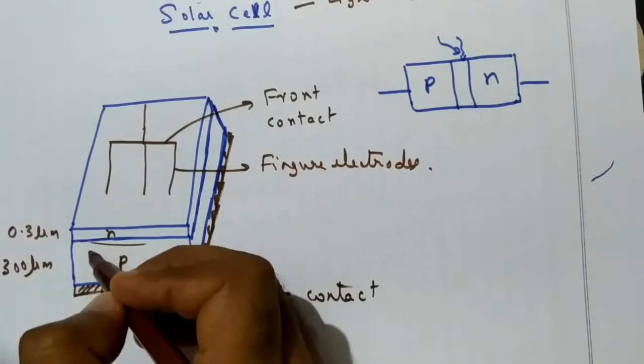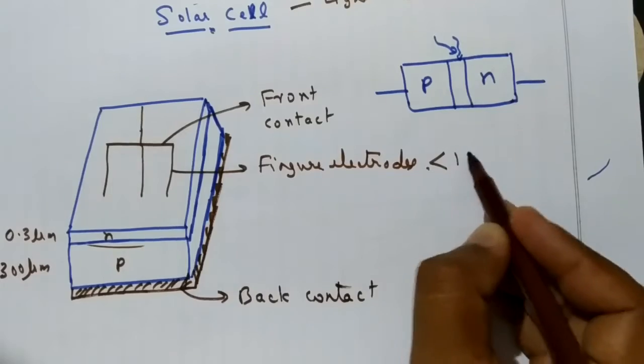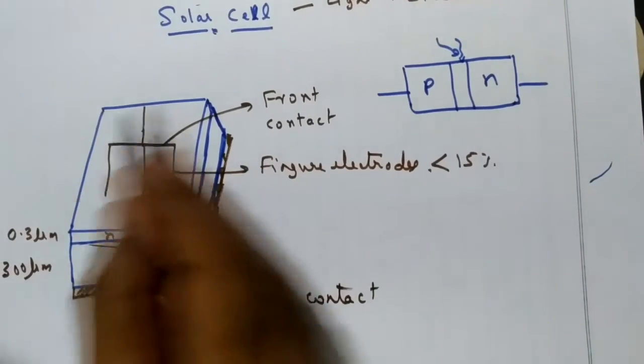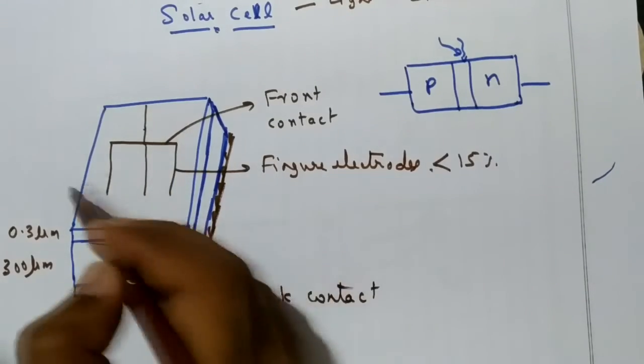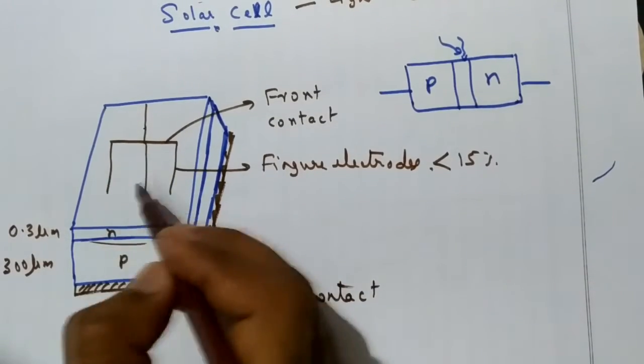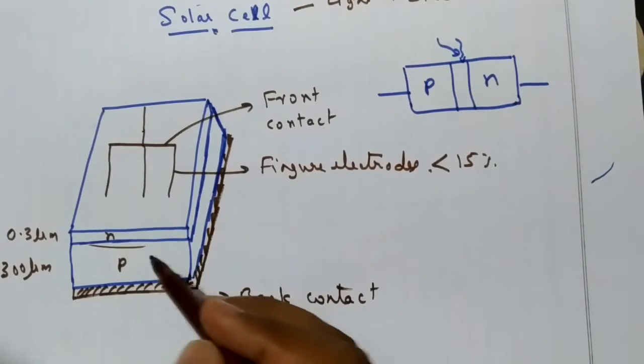Now these finger electrodes should have lesser area, less than around 15% of the total area, because the light should enter, and the light should not be blocked by these finger electrodes. That is why they should cover only a lesser area.